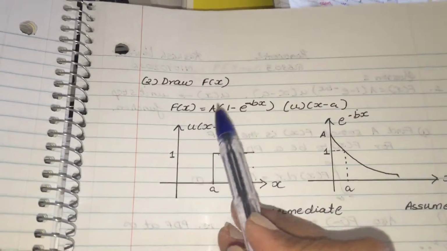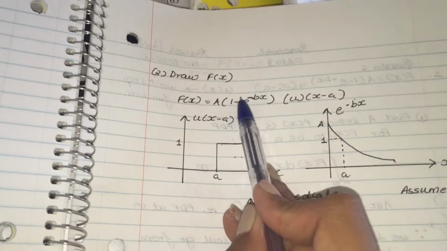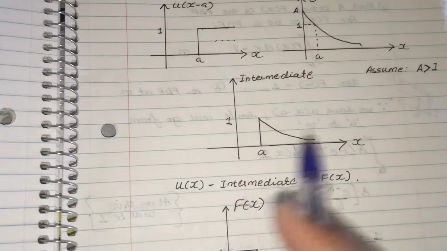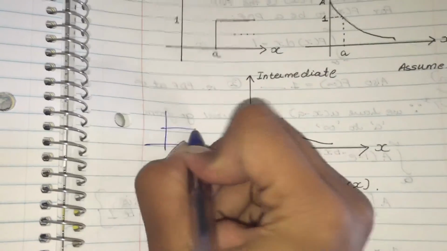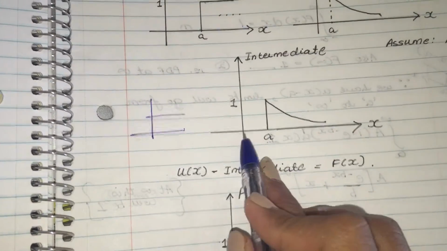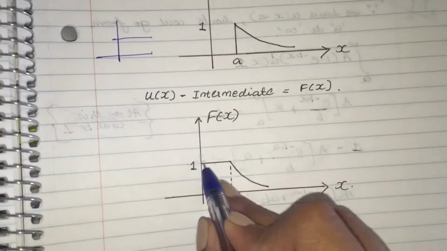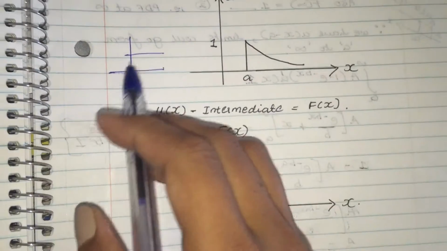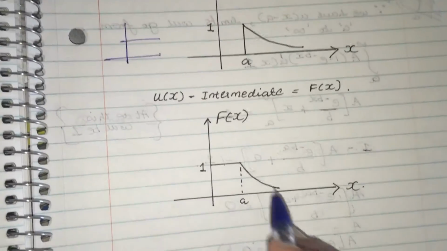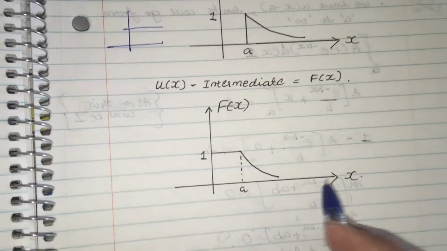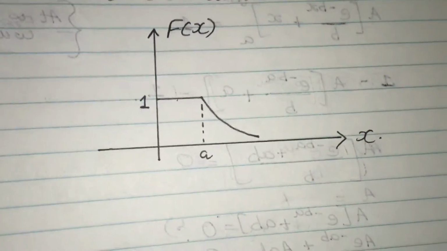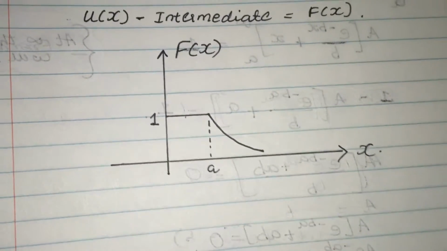Now, we still haven't done anything about this. So treating this as a unit step function minus this will basically give you 1 minus 0, which is equal to 1. Therefore, this will be 1 until a, and then 1 minus this value will give you another value, which will basically be decreasing from 1. Therefore, this is how our probability distribution function will look.